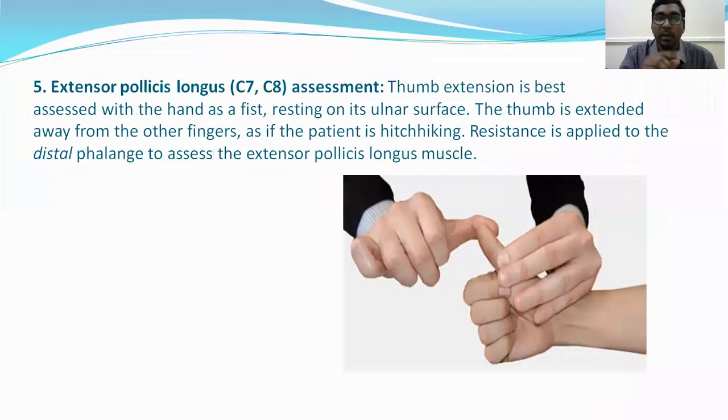So, extensor pollicis longus assessment. Thumb extension is best assessed with the hand as a fist resting on its ulnar surface. The thumb is extended away from the other fingers. Ask if the patient is hitchhiking. Resistance is applied to the distal phalanx to assess the extensor pollicis longus. Okay.